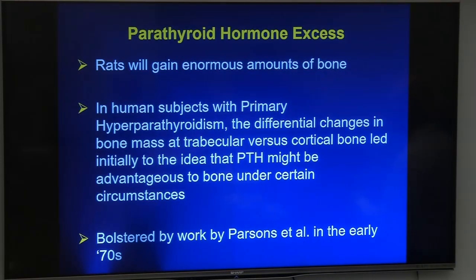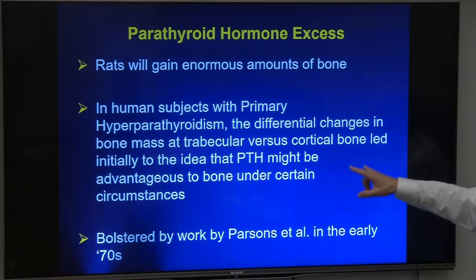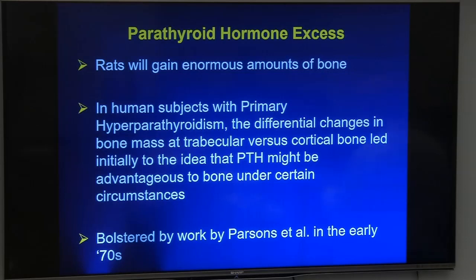If you give PTH to rats, they will gain an enormous amount of bone. They will sclerose their marrows. They will develop extramedullary hematopoiesis. So we've known that for years. We've known that in hyperparathyroidism, that differential effect of PTH by bone density to be detrimental to cortical bone, but not so detrimental to trabecular bone.